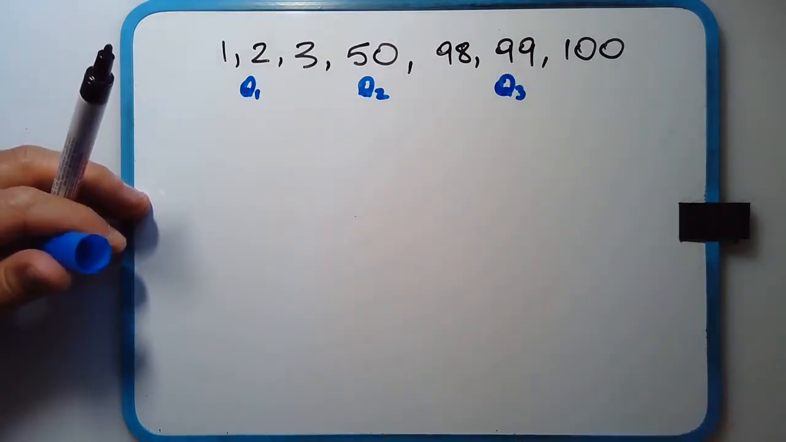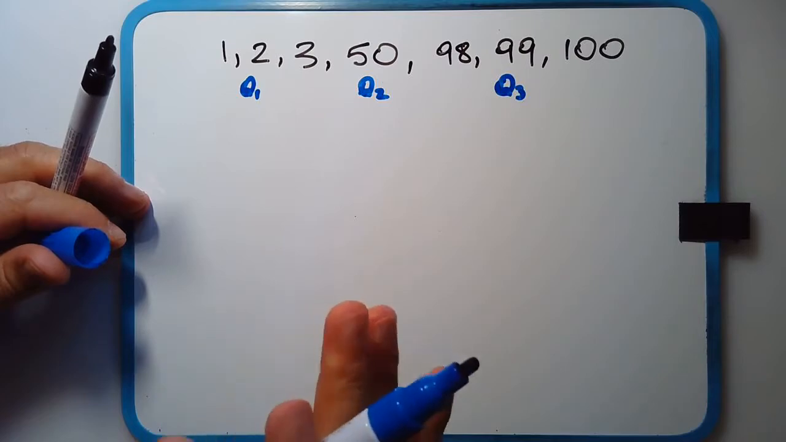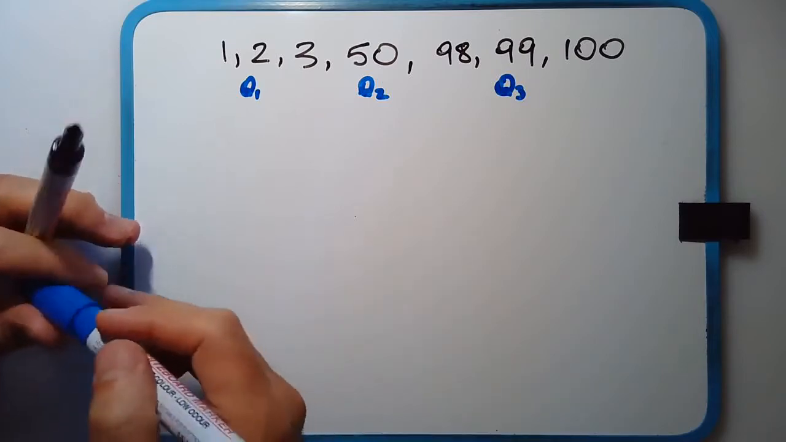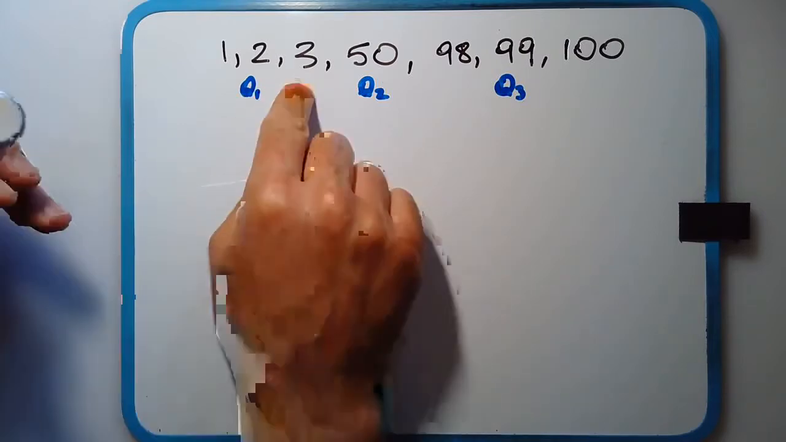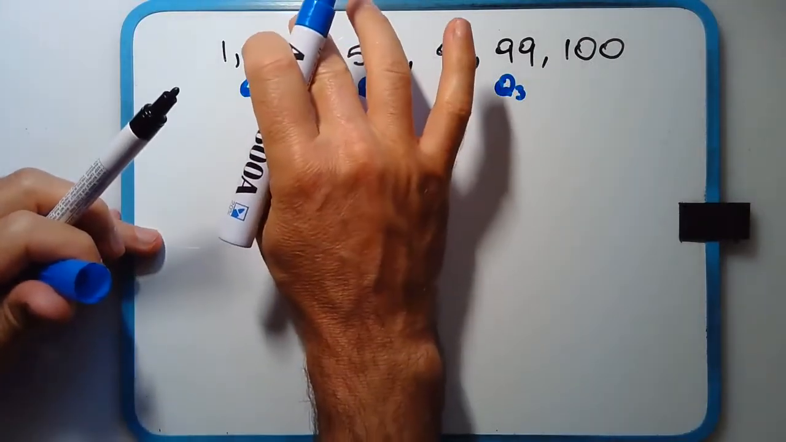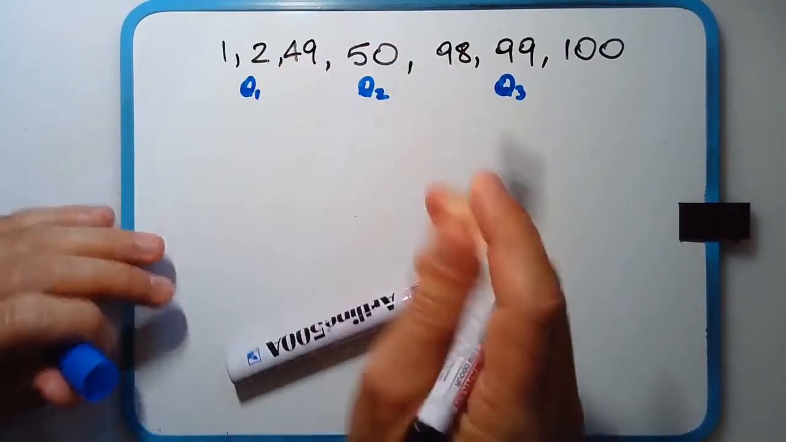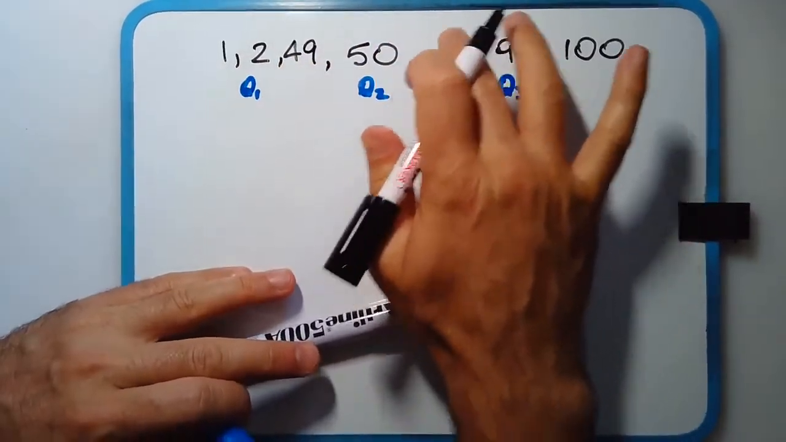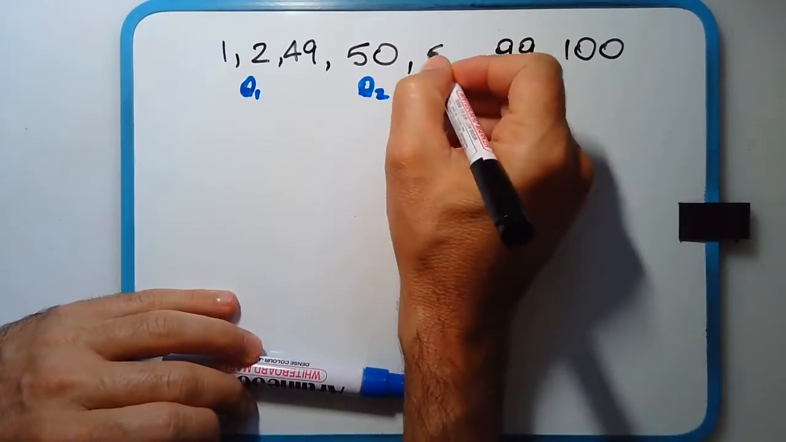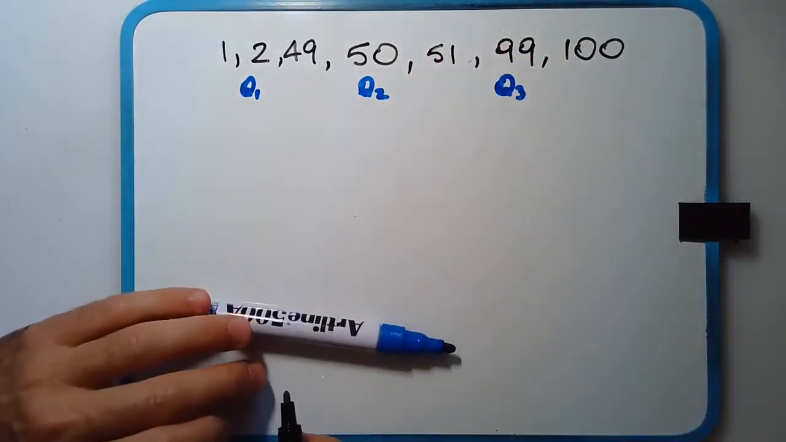All right, now what we're going to do is change 2 of the scores. So I'm going to change this 3 and make that 49. You'll see in a moment why I'm going to do this. And I'm going to take this score of 98 and turn it into the score 51.